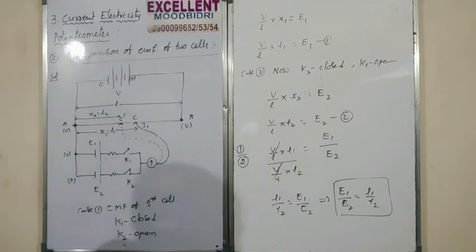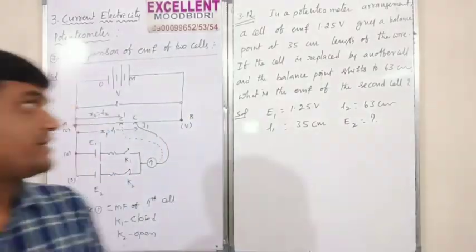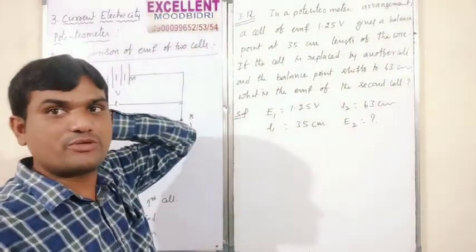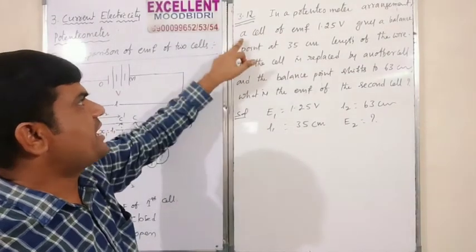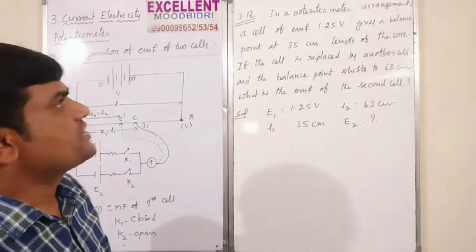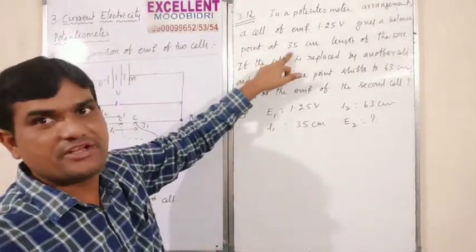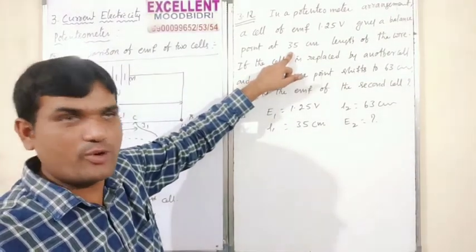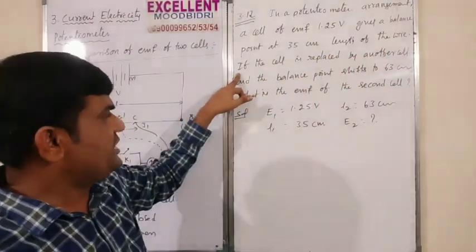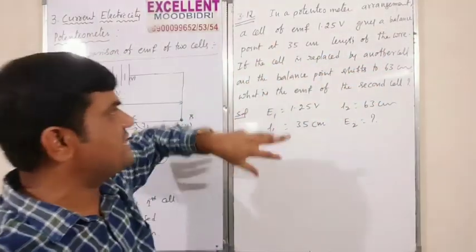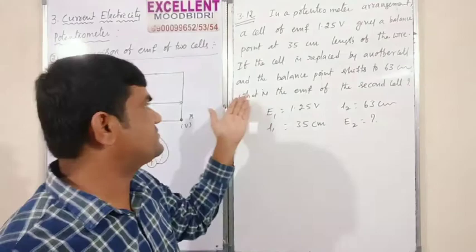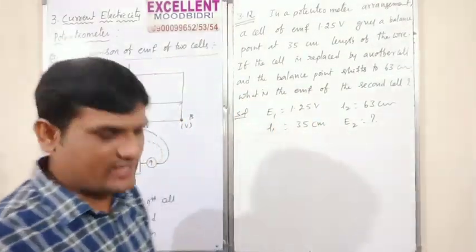One problem we will do. NCERT textbook problem, exercise 3.12. In a potentiometer arrangement, a cell of EMF 1.25 volts gives a balance point at 35 centimeters of the wire length. If the cell is replaced by another cell and the balance point shifts to 63 centimeters, then what is the EMF of the second cell?